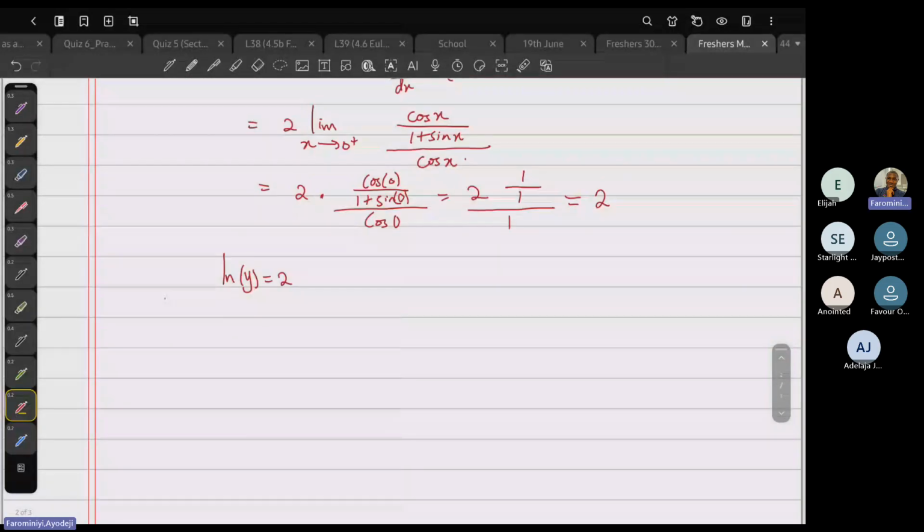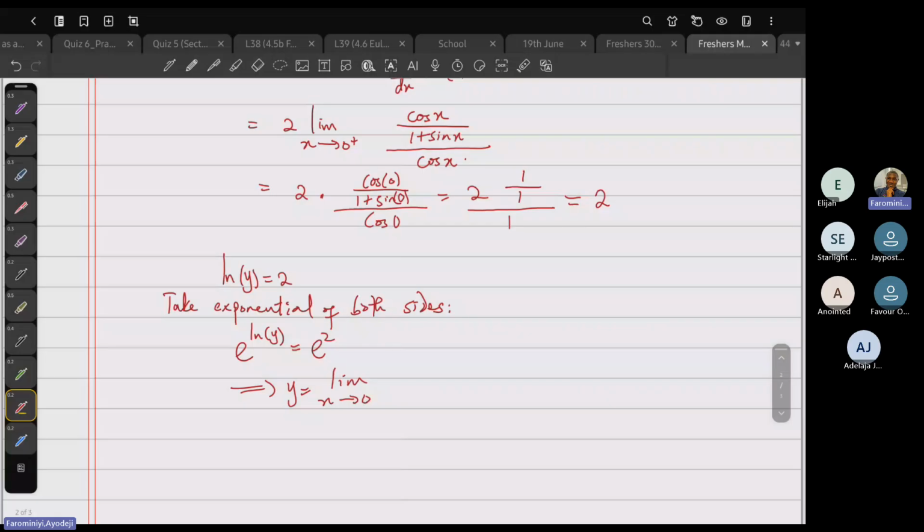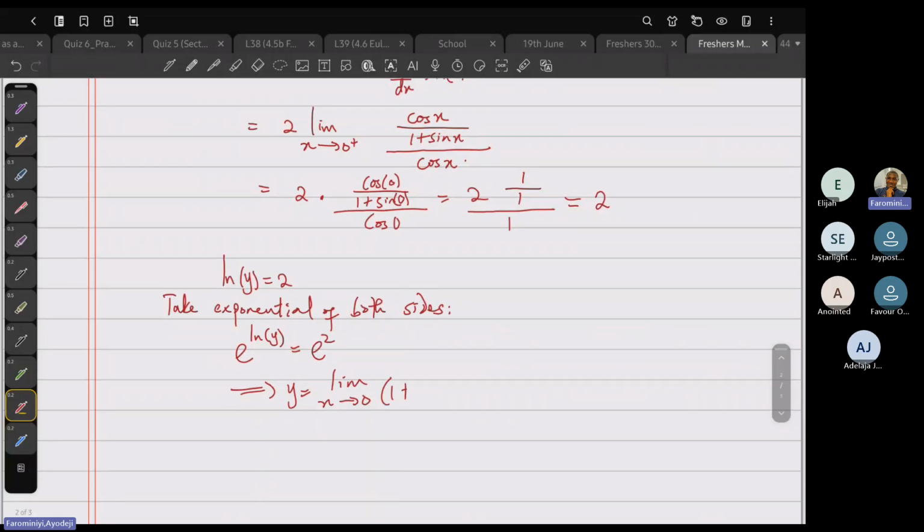So natural log of y is 2. Then we can take the exponential of both sides. So we have e to the natural log of y equals e squared, which implies that y, that is the limit as x goes to 0 of, what was the question? 1 plus sine x to the power 2 cosec x, is equal to e squared.